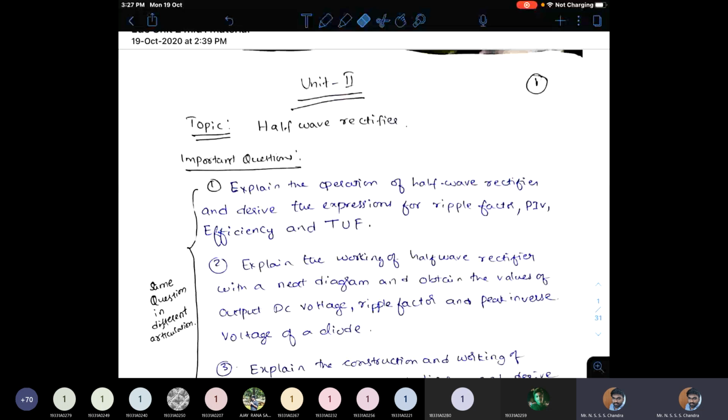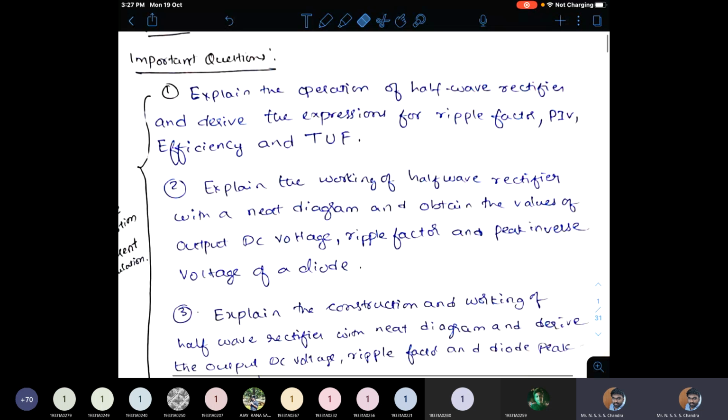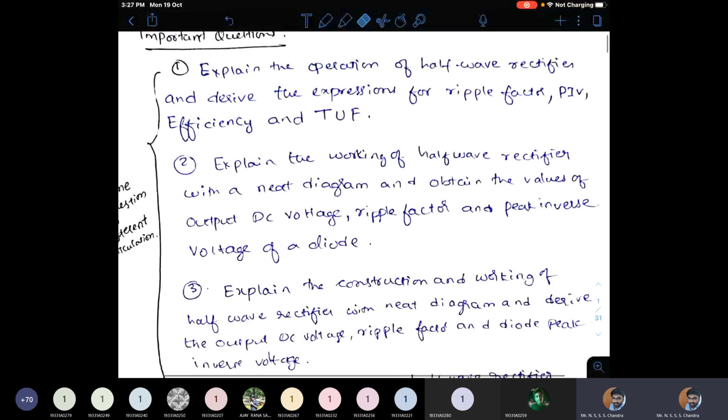Yes, sir. Last year I made some notes for your seniors regarding the rectifiers. So that's what I'm going to show you. The kind of question that you can expect from this topic is: explain the operation of a half-wave rectifier, and derive expressions for circuit terms like ripple factor, peak inverse voltage, and efficiency, which we shall discuss.